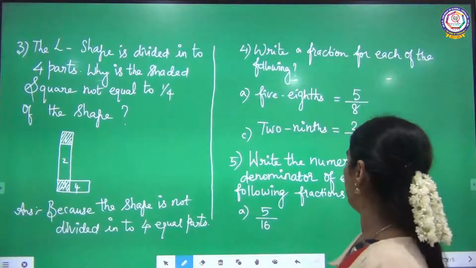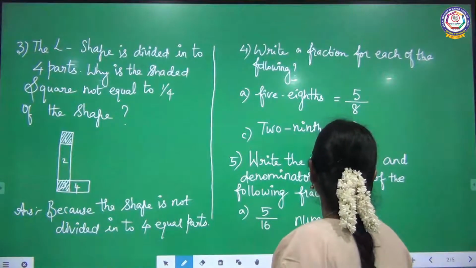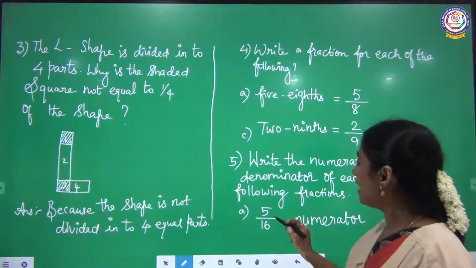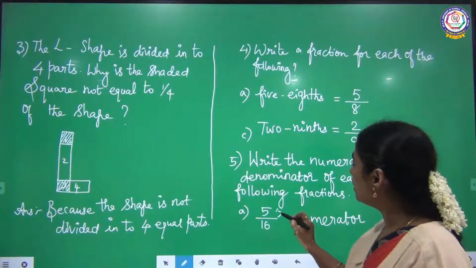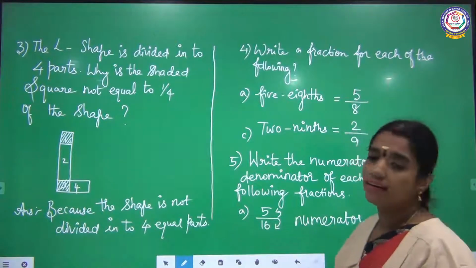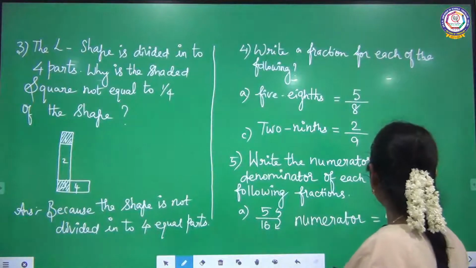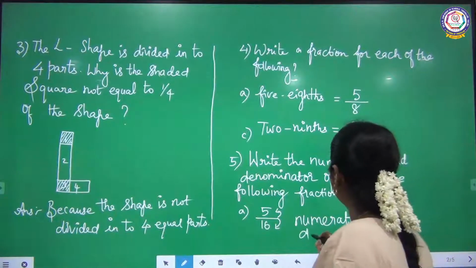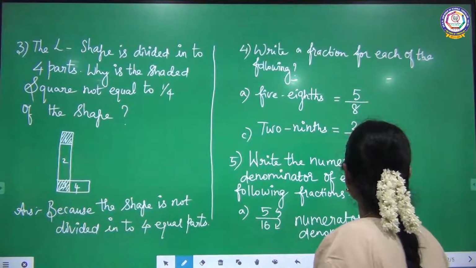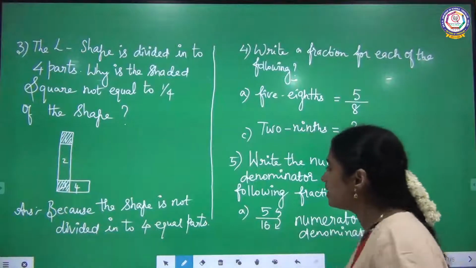I am going to write here. See, listen, my numerator is what? What is my numerator here? See, this is a division line. The above the line is what? Numerator. And below that line is what? Denominator. So, numerator is equal to what here? 5. And your denominator is? 16. Can you understand this?